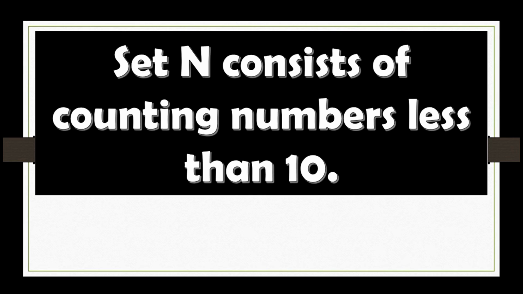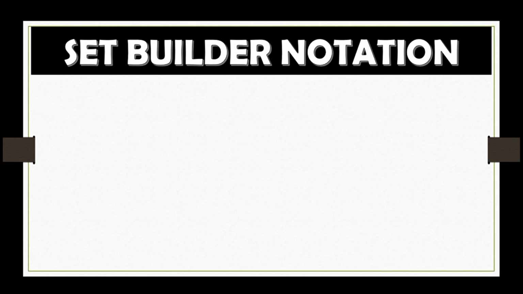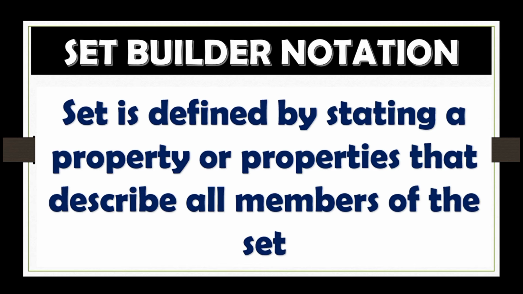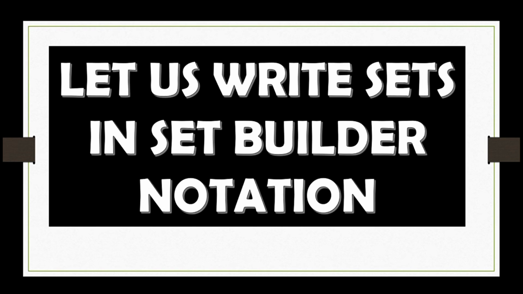Third, set N consists of counting numbers less than 10. Again, writing this one using the roster form, we will have capital letter N, followed by the equal sign, opening bracket, with our counting numbers 1, 2, 3, 4, 5, 6, 7, 8, 9, and closed bracket. So this is how to write in roster form. On the other hand, set builder notation. A set is defined by stating a property or properties that describe all members of the set. And these would be the ways to write sets using set builder notation.